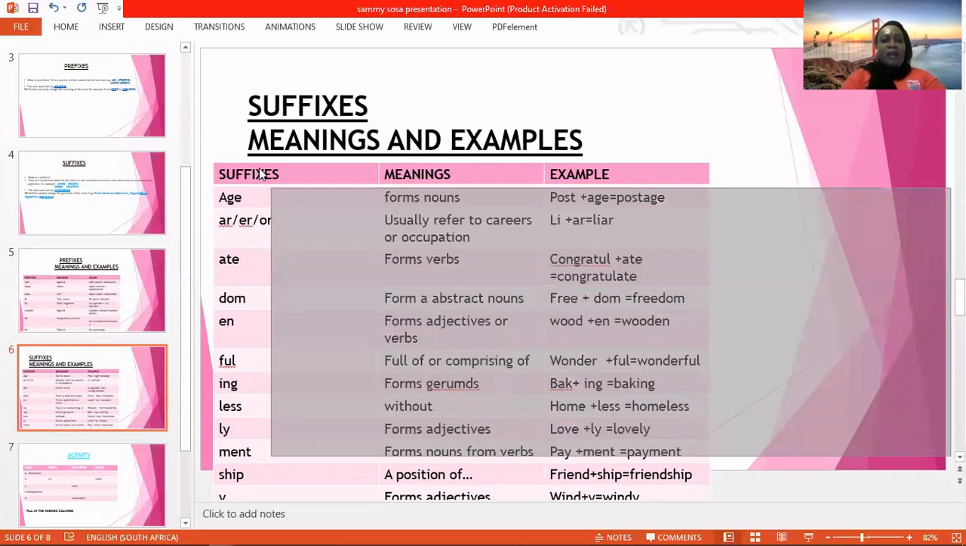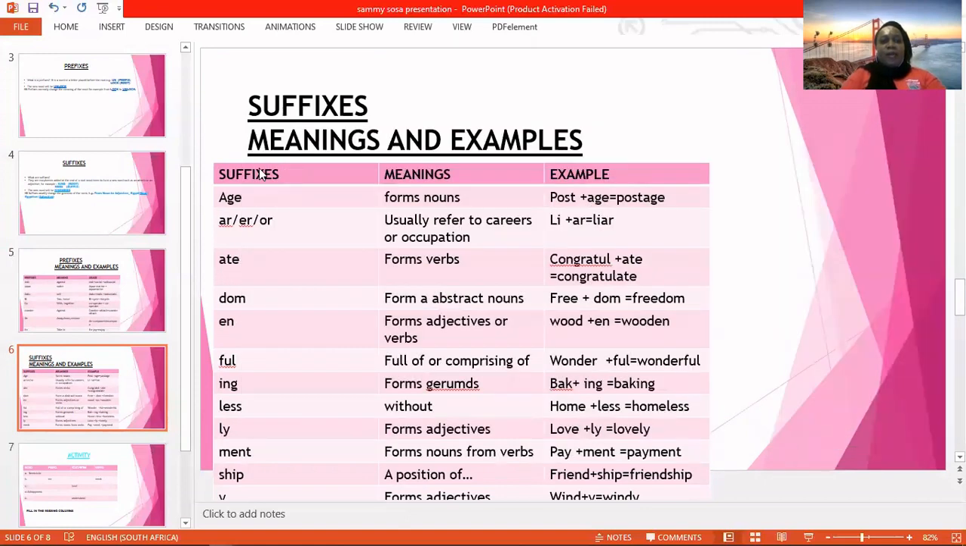I want us to quickly move to suffixes. Suffixes and their meanings. We have the first suffix there on the screen, age. Remember, the suffix comes after the root word. Age will form nouns. For example, post, if we attach the suffix age, we will come up with the noun postage.